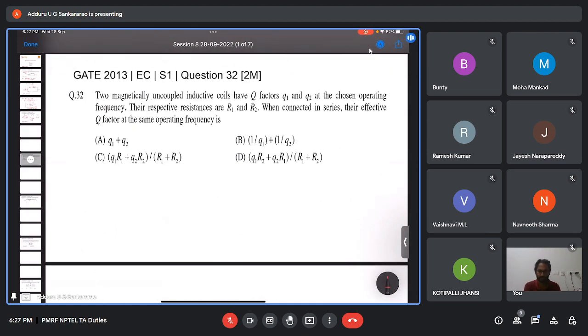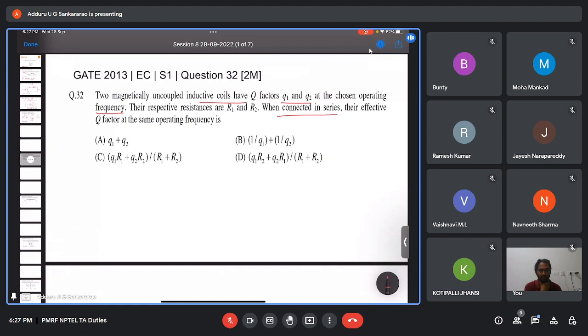The next question was given in GATE 2013 ECE set 1 for 2 marks. The question is, two magnetically coupled inductive coils have Q factors Q1 and Q2 at the chosen operating frequency. Their respective resistances are R1 and R2. When connected in series, their effective Q factor at the same operating frequency is.